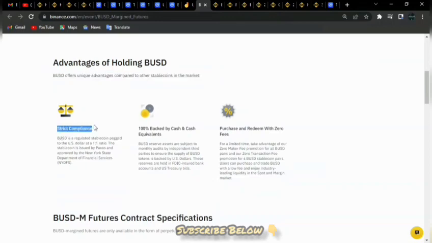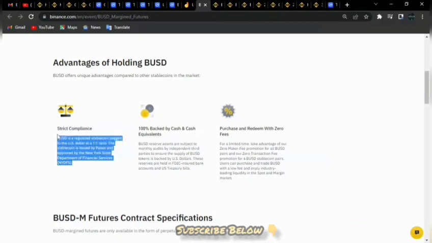There is strict compliance, which is one key factor. BUSD is a regulated stablecoin pegged to the US dollar at a 1-to-1 ratio. This is a key feature you want to know, whichever stablecoin you want to check if it has strict compliance. It's been issued by Paxos and is approved by the New York State Department of Financial Services, which is one key reason why most traders find this stablecoin a go-to area.